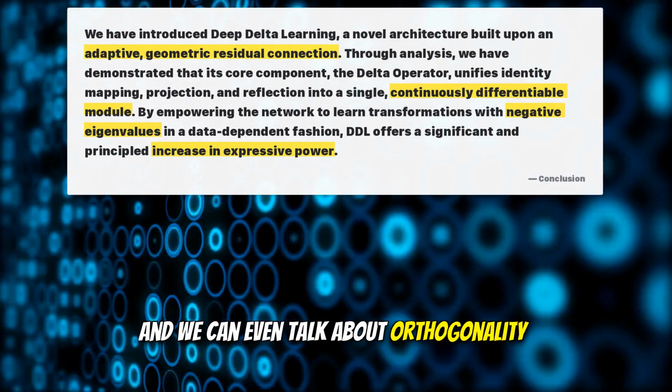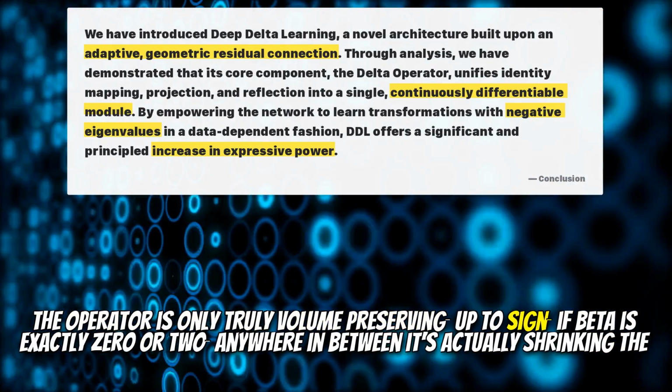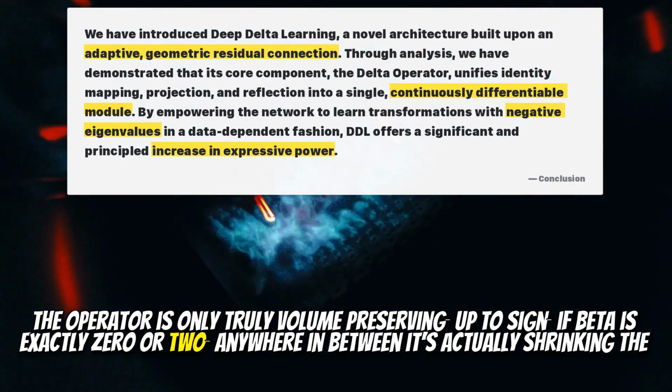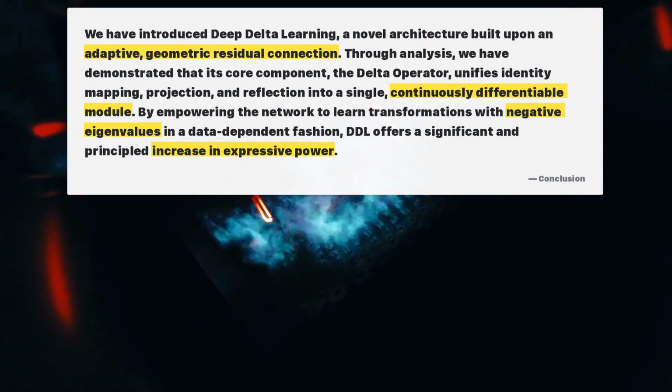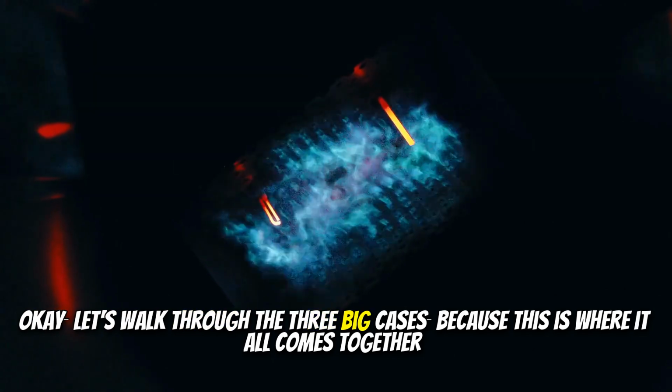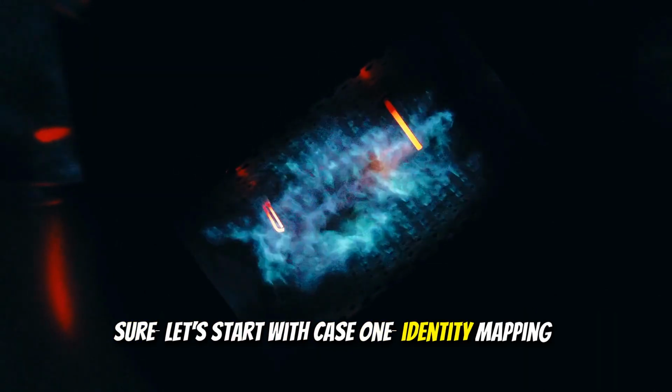And we can even talk about orthogonality. The operator is only truly volume preserving, up to sign, if beta is exactly 0 or 2. Anywhere in between, it's actually shrinking the space along that one direction. Okay, let's walk through the 3 big cases, because this is where it all comes together. Sure. Let's start with case 1, identity mapping.